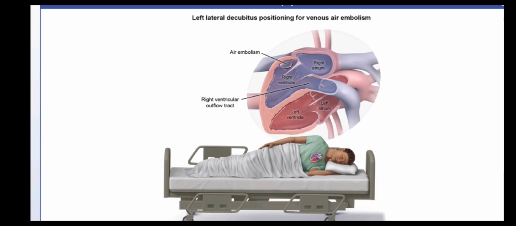So after removal, the air comes to the right atrium and after that to the right ventricle. So we trap it here, to be careful that this embolism could not reach the pulmonary artery or the arterial circulation. So this is a very common cause after surgical maneuvers.